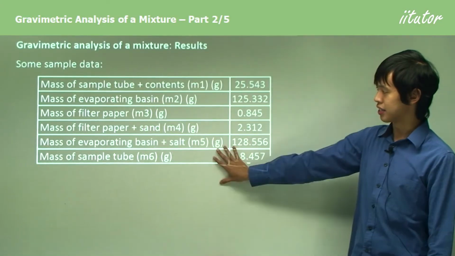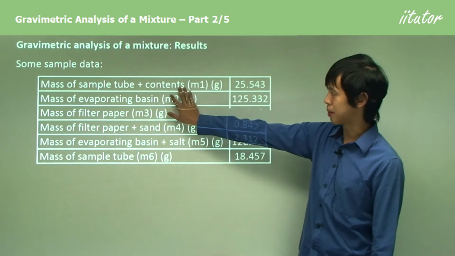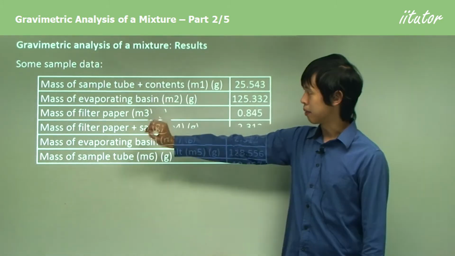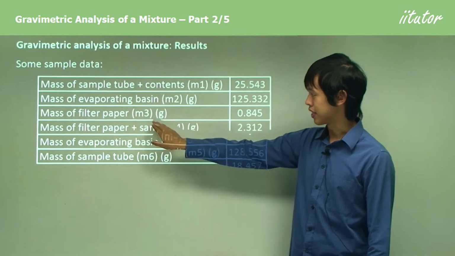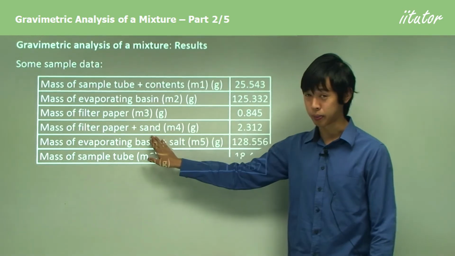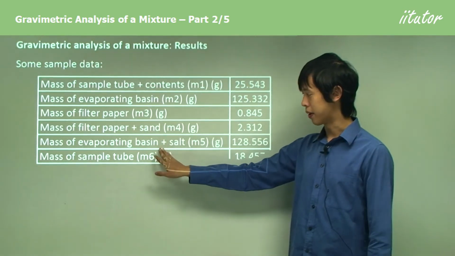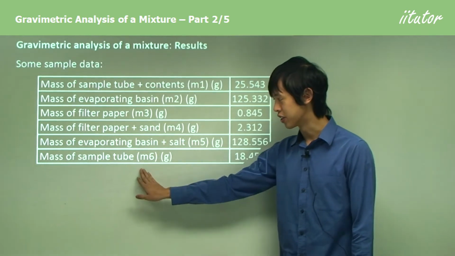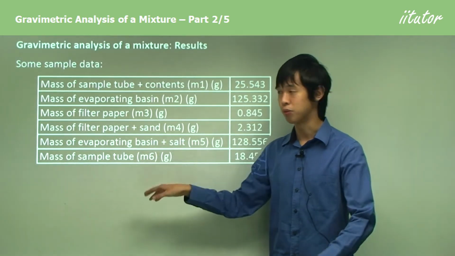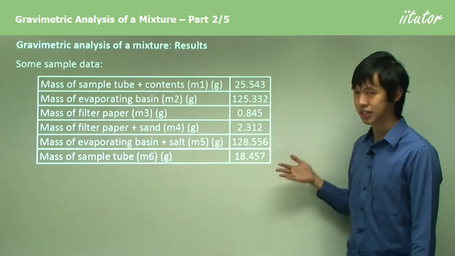And here we go. This is a table of it again. So mass of sample and test tube, mass of the evaporating basin, mass of the filter paper, mass of filter paper and sand, and mass of evaporating basin and salt, and then the original mass of the sample tube, so the tube that all the contents came in. Here are some sample measurements.